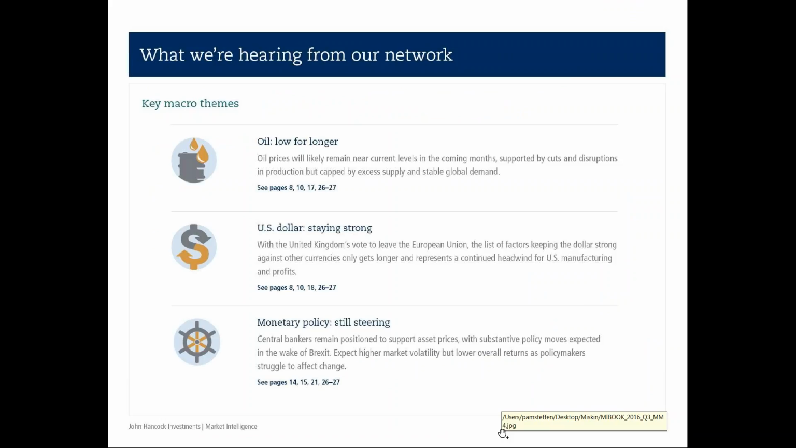So these are things that at a high level we believe are navigating the global markets. The first one is oil lower for longer. So lower oil prices. In 2014, oil was about $100 a barrel. As of this presentation, we're at $45.65 on WTI. This has implications across countries, country economies, the U.S. included.